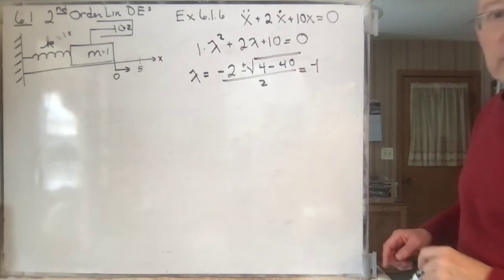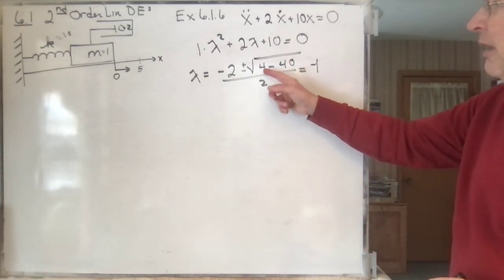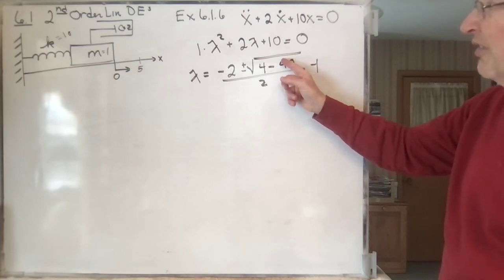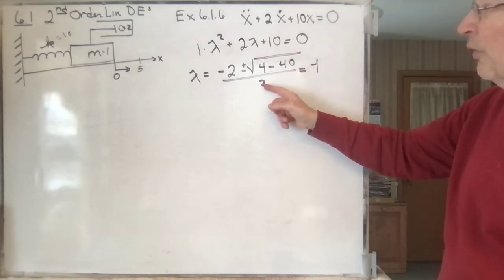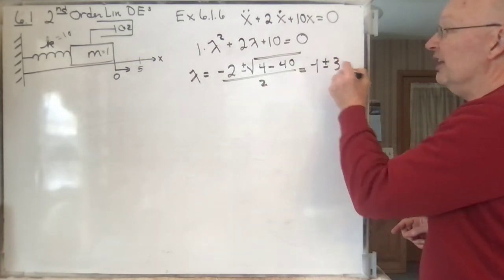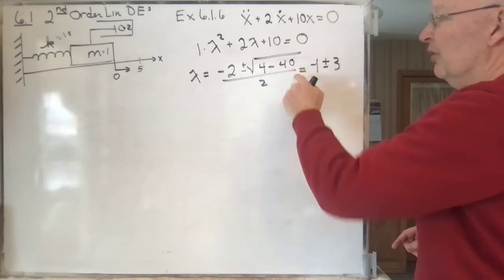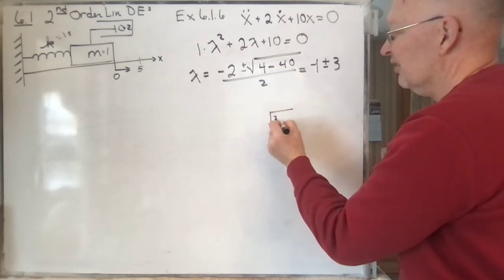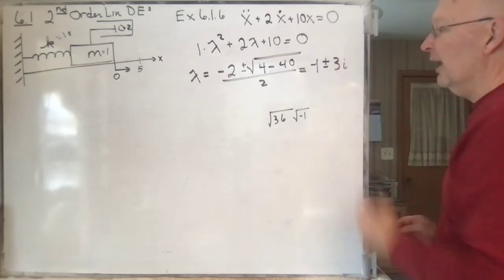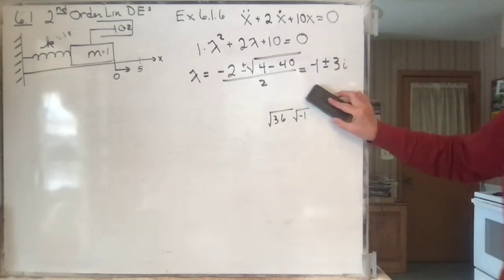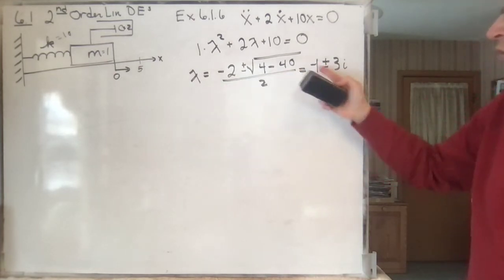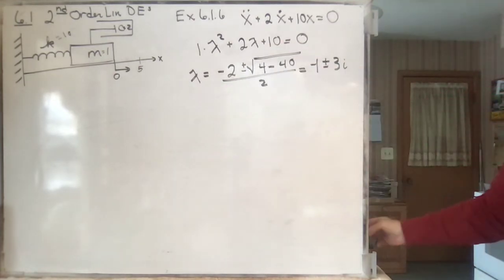And then let me do some of this in my head here. This is going to be a negative 36. The square root of 36 is 6. 6 over 2 is going to be 3. So it's going to be plus or minus 3, but it's negative, and so you're going to have 36 times a negative 1, and the negative 1 gives you an i right there. So those are the roots to this characteristic equation.